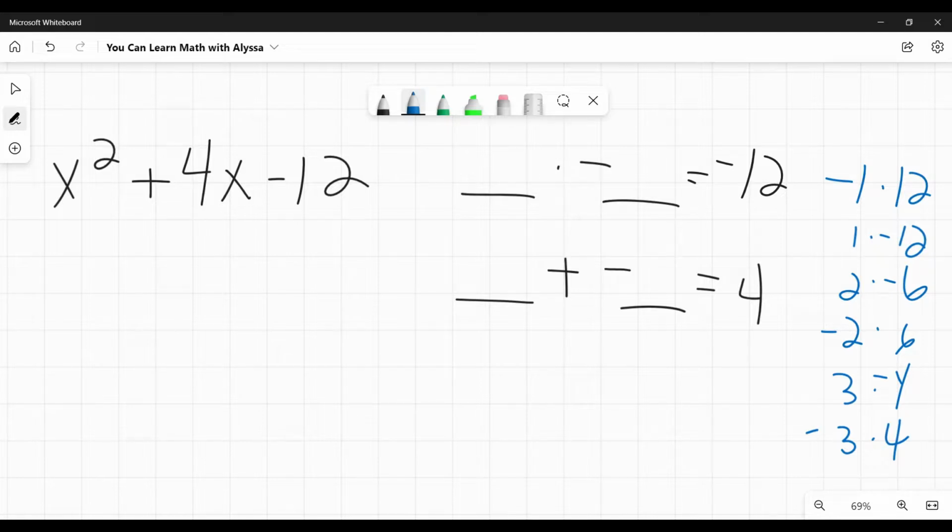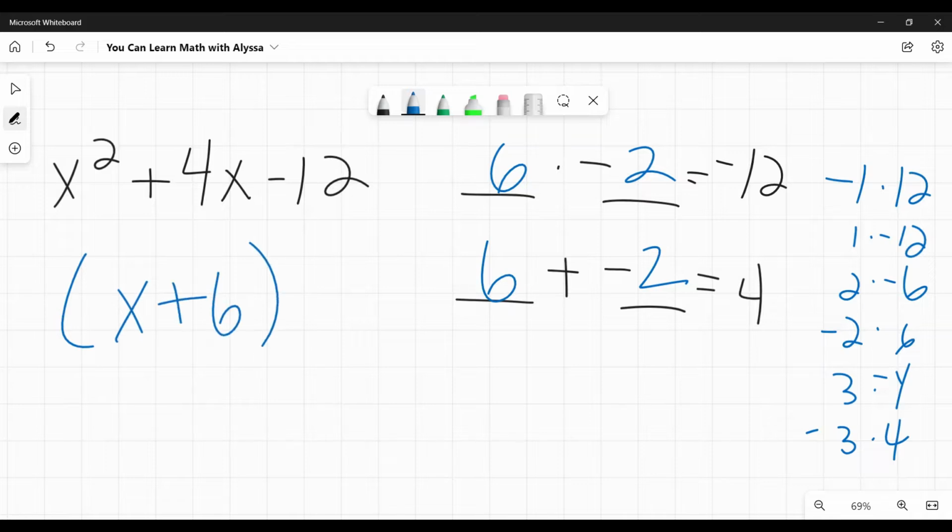If you go through and add these, you will discover that negative 2 and 6 add together to get 4, so that is my combination, 6 and a negative 2. And my final answer would be x plus 6 times x minus 2.